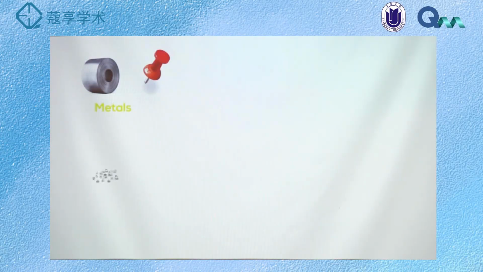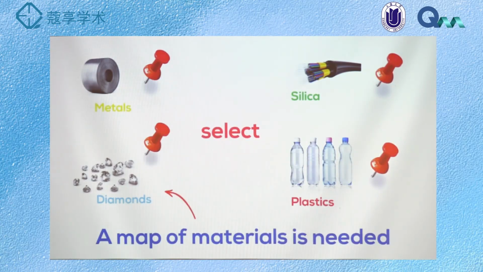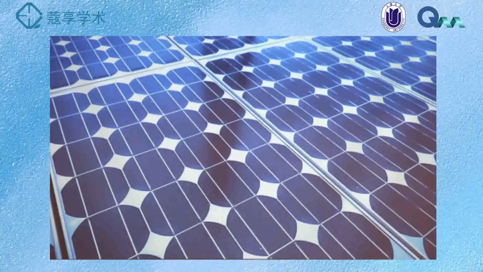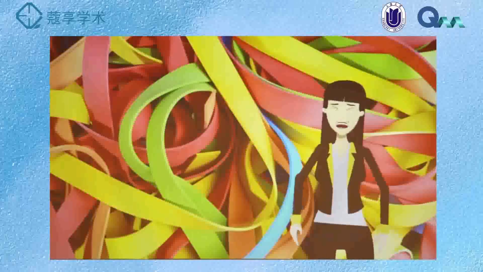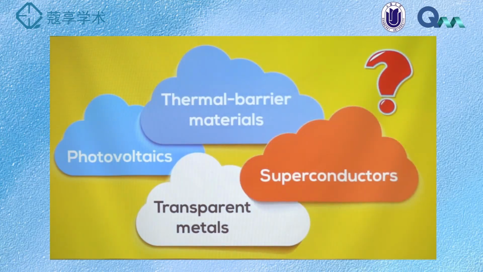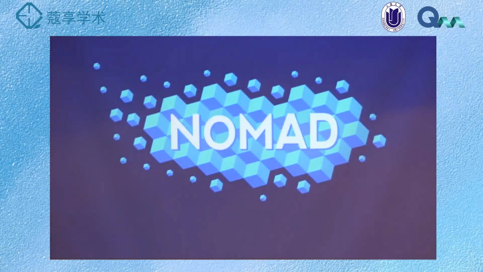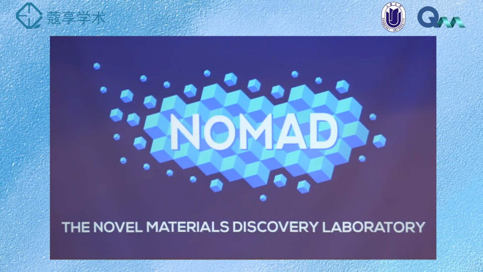The ideal solution would be to provide them with a map of materials where they can identify and select what they need. Indeed, the amount of different possible materials is practically infinite. So what if all materials could be grouped according to their properties and functions? Is this already possible? Well, this is the idea behind NOMAD, the Novel Materials Discovery Laboratory.